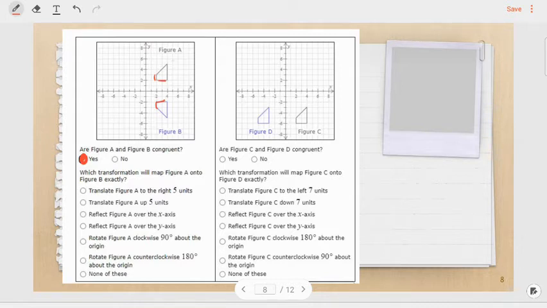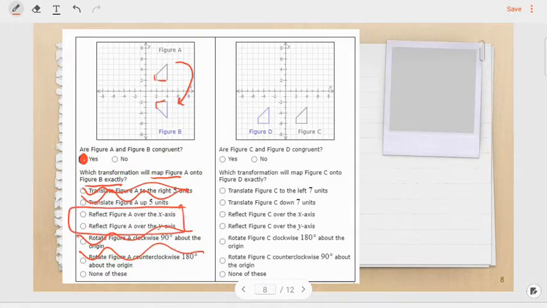Now on this one, to go from figure A to figure B, which is the direction it's asking me, hey, I want to know what it is that I'm doing. Well, it looks like a flip, so it's not any of the translating. It's not any of the rotating. I'm going to see if it's either of these reflecting. So did it reflect over an axis? Yes. Hey, it flipped over this line, which is the x-axis. So figure A over the x-axis.